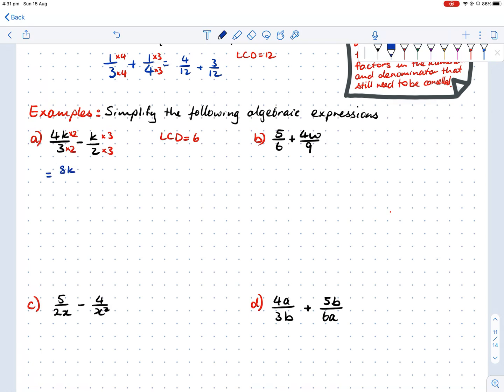Once I've done that, I'm going to write it out. So that's 8k in the numerator over 6 minus 3k over 6. And once I've got these, if the denominators are the same, I can then subtract the numerators. So what I've got there now is 8k minus 3k, which is 5k over 6.